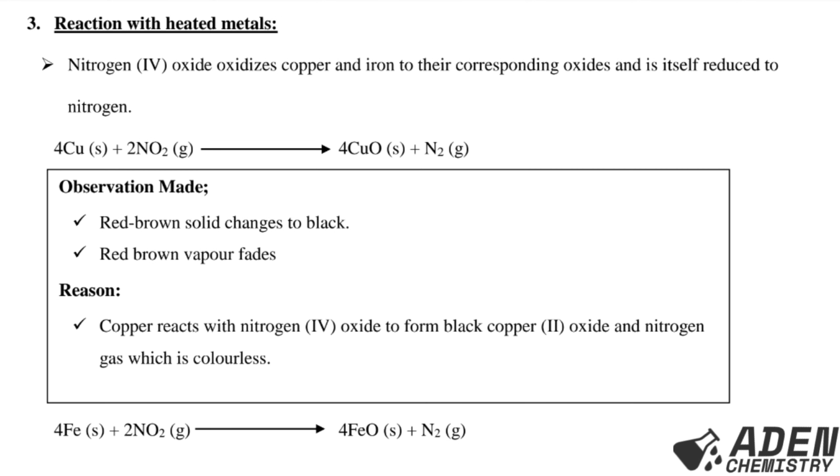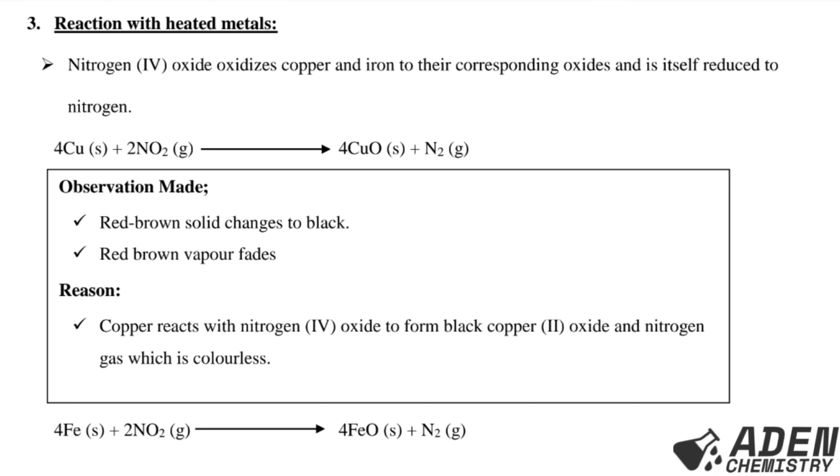So next, let's proceed to the third chemical property of nitrogen peroxide, and that's reaction of nitrogen peroxide with heated metals. And we are saying nitrogen peroxide oxidizes copper and iron to their corresponding oxides and itself is reduced to nitrogen gas. So for that reaction, we are saying 4 moles of copper solid reacting with 2 moles of nitrogen peroxide gas. What we are going to get will be 4 moles of copper 2 oxide solid and also nitrogen gas.